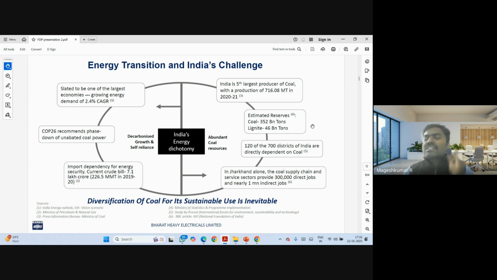With respect to the estimated reserves, how much coal is there presently? When we talk about abundance, what is the quantity? It is around 352 billion tons of coal, and lignite is 46 billion tons. Where do we have coal? It is around 120 of 700 districts in India, directly dependent on coal. What it offers to the local people is nearly 1 million indirect jobs and 3 lakh direct jobs in Jharkhand alone in the coal sector presently.